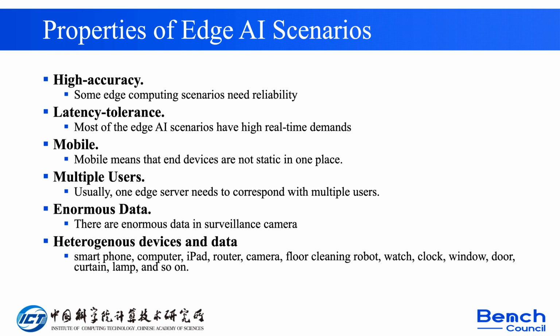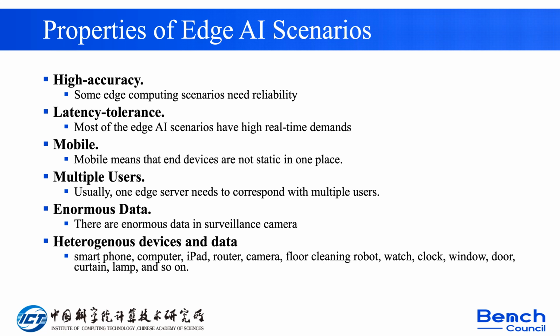The third property is mobile. Mobile means that end devices are not static in one place. Mobile edge computing is a crucial technology and architectural concept in edge computing. And the fourth property is multiple users.